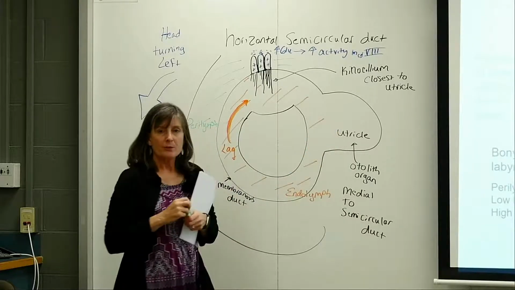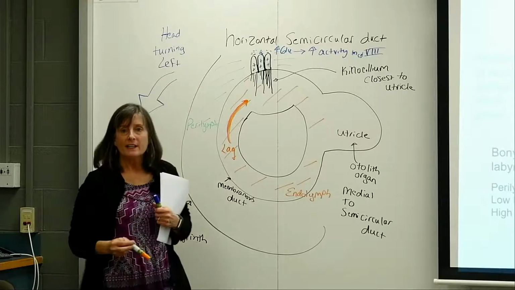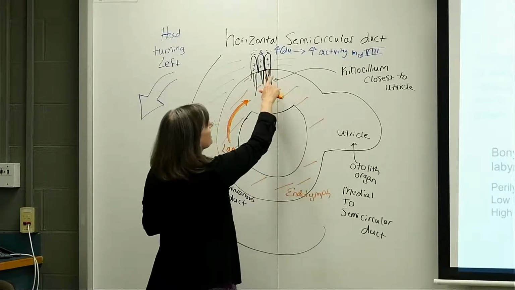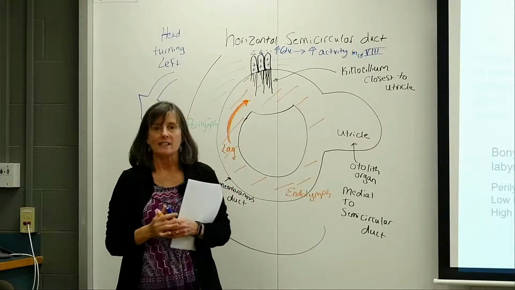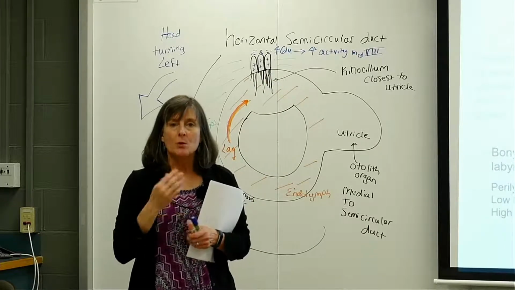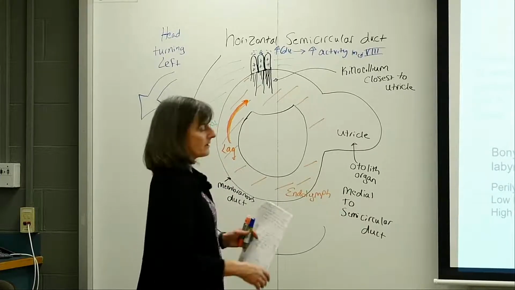And if you work through this with a head turned to the left, what you'll find out is on the right side, the hair cells in that semicircular duct are going to end up hyperpolarizing because that hair bundle is going to be moved the other way. And if you work through that yourself, that's going to help you understand how this all works.